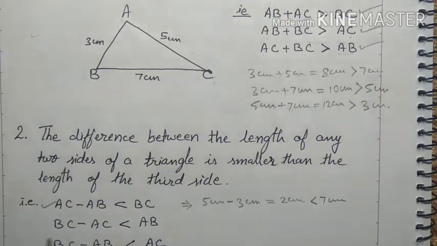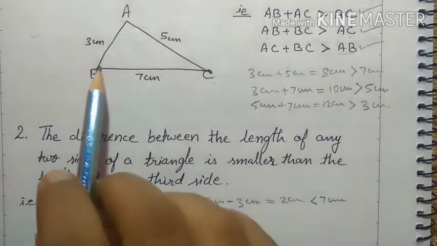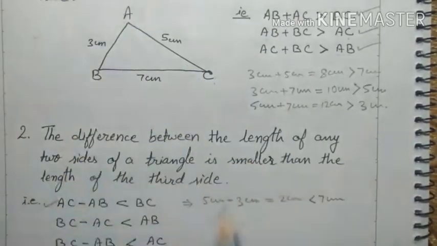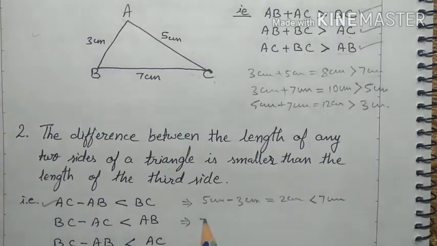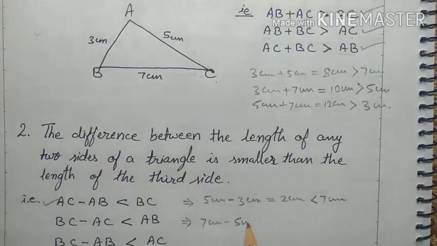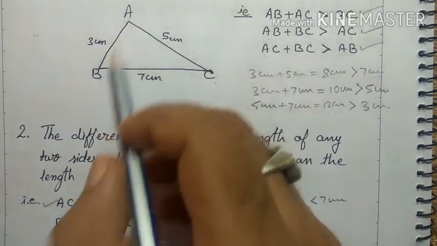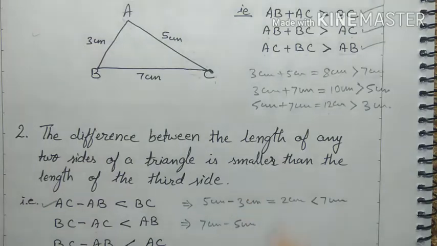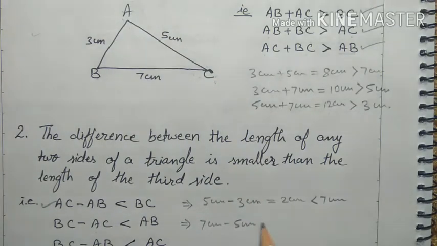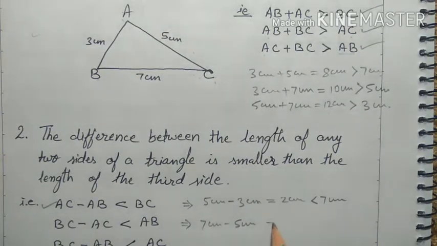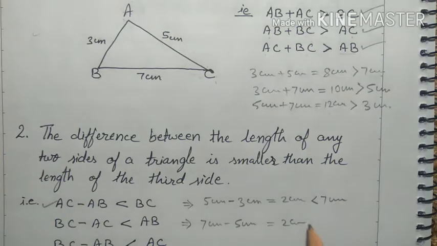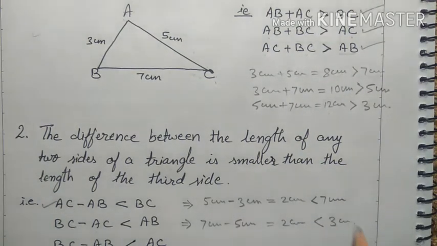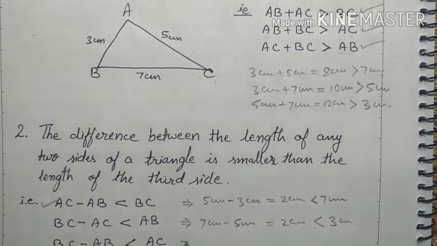Now check BC minus AC. This one is BC, this one is AC. So 7 centimeter minus 5 centimeter must be smaller than the third side, which is AB. So what is the difference? 7 minus 5 is 2 centimeter, and yes, 2 centimeter is less than the third side, that is 3 centimeter. So this is also verified.